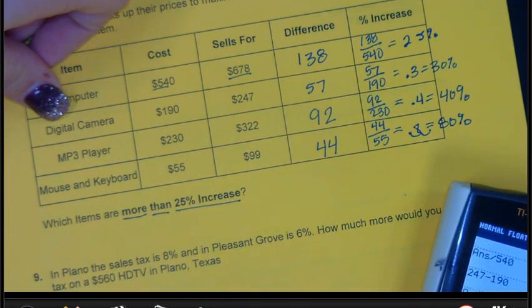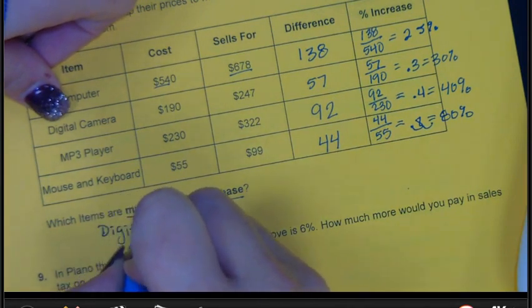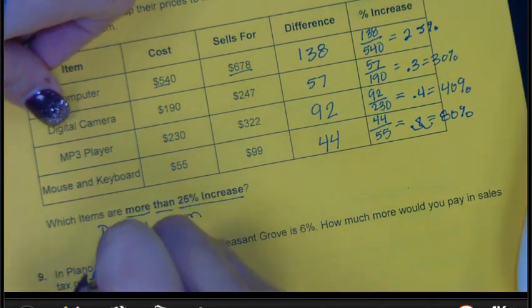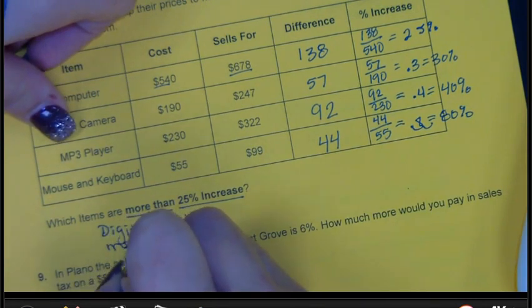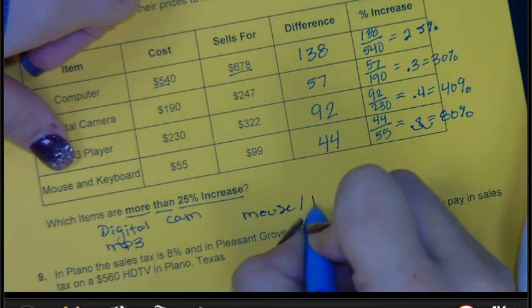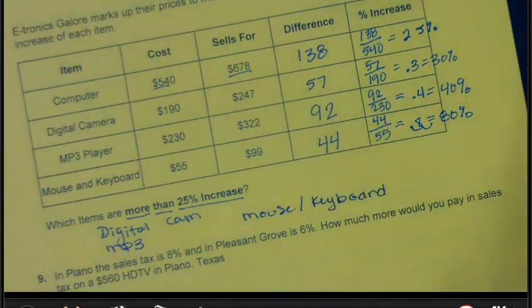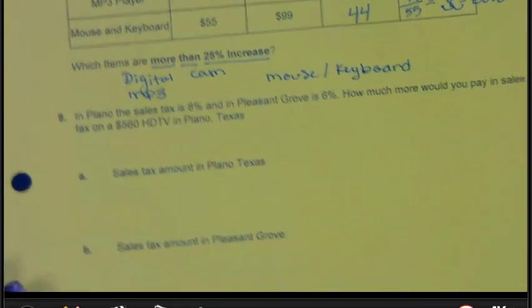Divided by 230. 99 minus 55. Yep. All right. So it should be the digital camera, the MP3 player, and the mouse and keyboard. Okay, it should be all three of those.